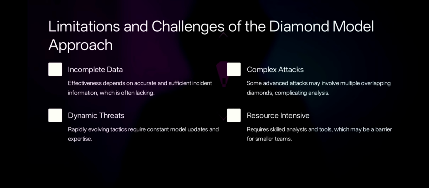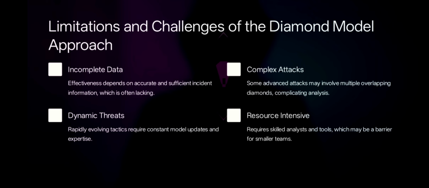Attribution: identifying the adversary, is particularly difficult due to obfuscation techniques. Infrastructure data, e.g., C2 servers, domains, may be ephemeral or encrypted. Impact: incomplete diamonds limit the model's usefulness and may lead to incorrect conclusions.